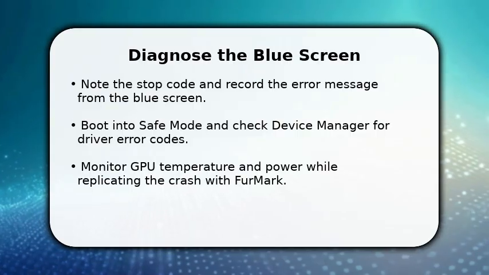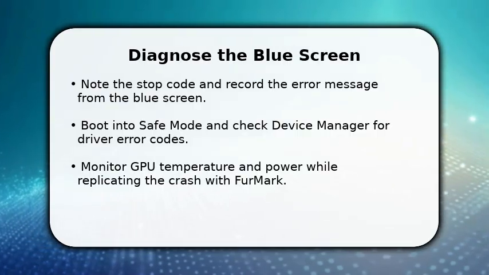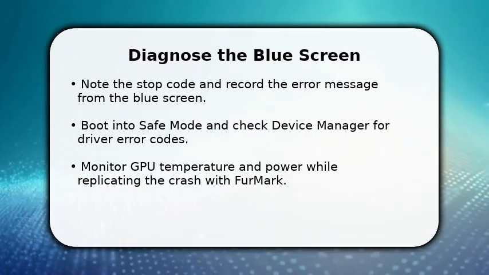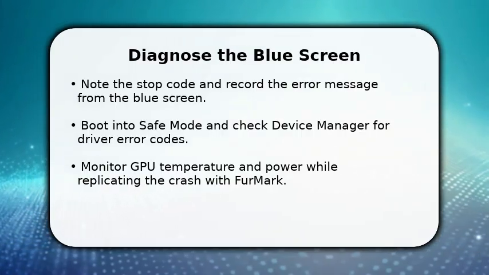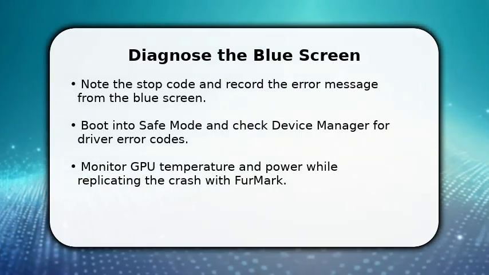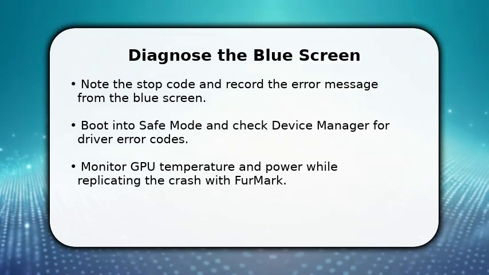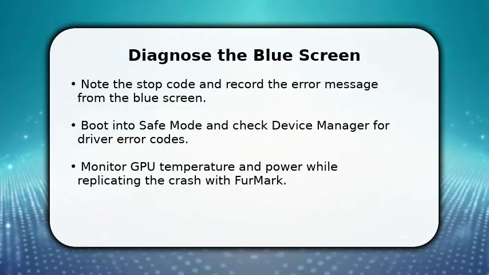Open Device Manager and look for yellow warnings or code 43 entries indicating GPU problems. Use Event Viewer to record the timestamp and faulting module name for correlation. Finally, boot normally and monitor GPU temperature and power while replicating the crash with FurMark.